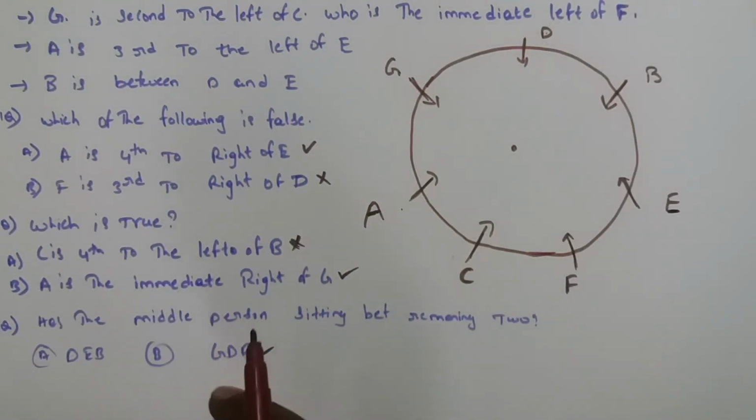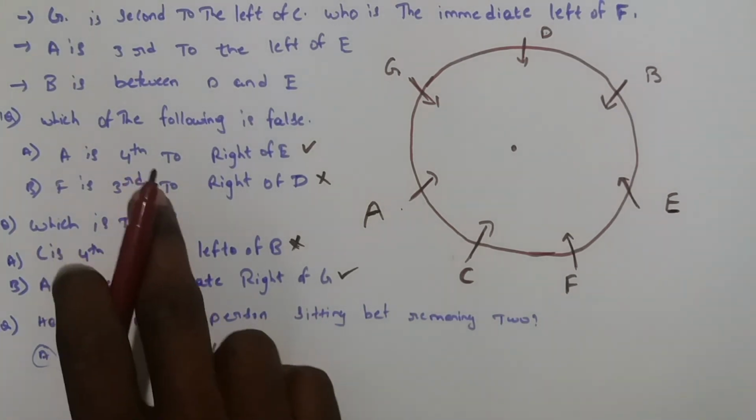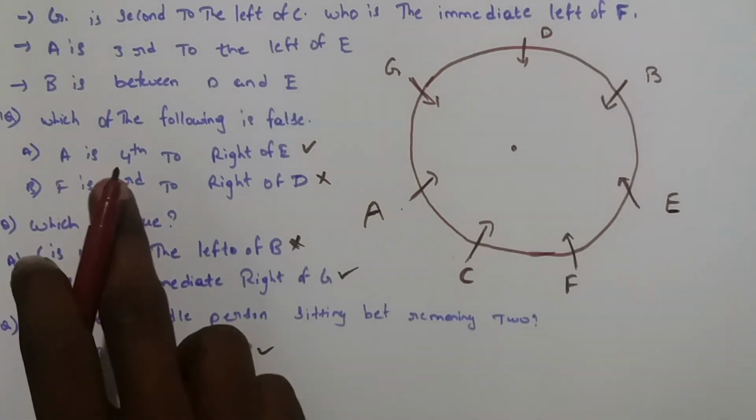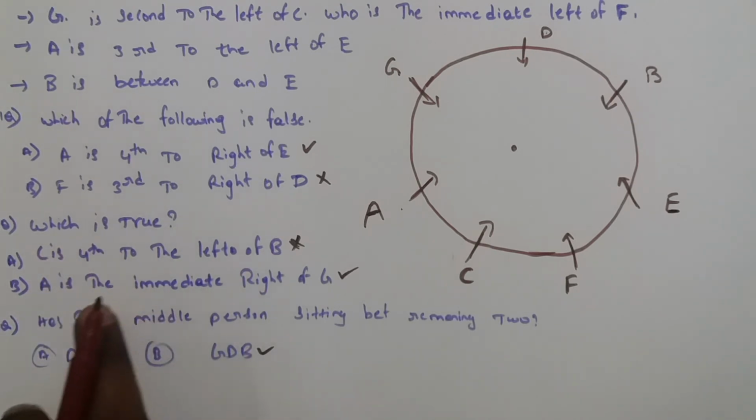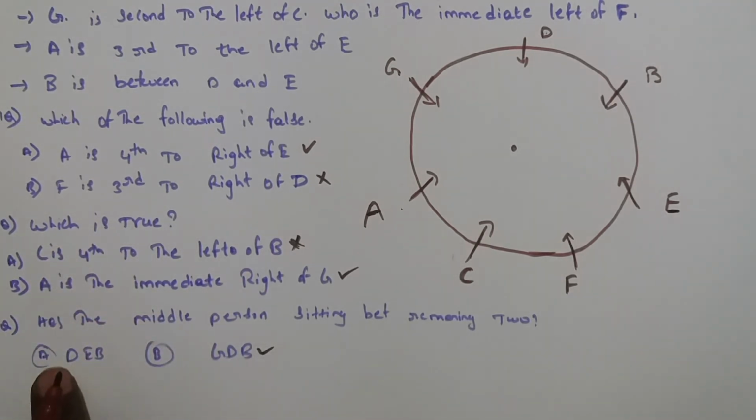Okay. Now in this first question B is the correct option, B is the false statement. Second question B is the right statement. Third question B is the right statement.